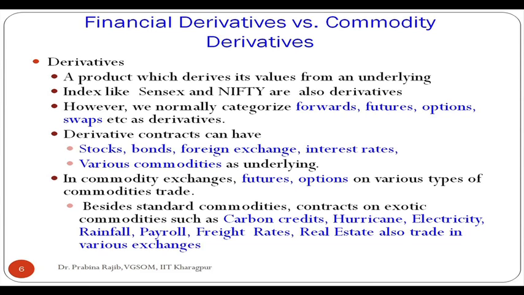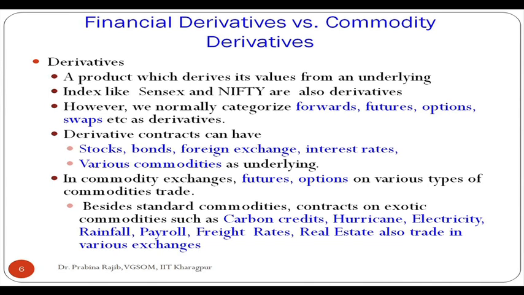And when we are talking about financial derivative contracts, those contracts have stocks, bonds, foreign exchange and interest rates as underlying. And commodity derivative contracts, as we have discussed earlier, have commodities as the underlying. What are the different types of commodities on which we have commodity derivative contracts available? That we will discuss a little later.